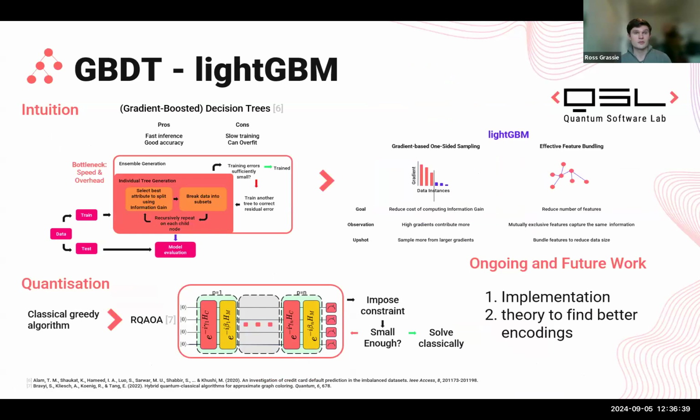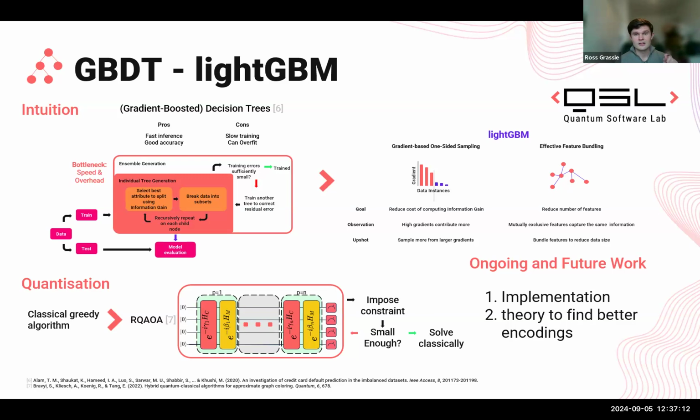The other method that we've been looking at is gradient boosted decision trees. Again, this is a method that is implemented in practice by banks at the moment, well, variations of. So these are really nice models in that they have fast inference and good accuracy, but they can be very slow to retrain. So if I get last quarter's transaction information, trying to incorporate that into my new model can be very slow.